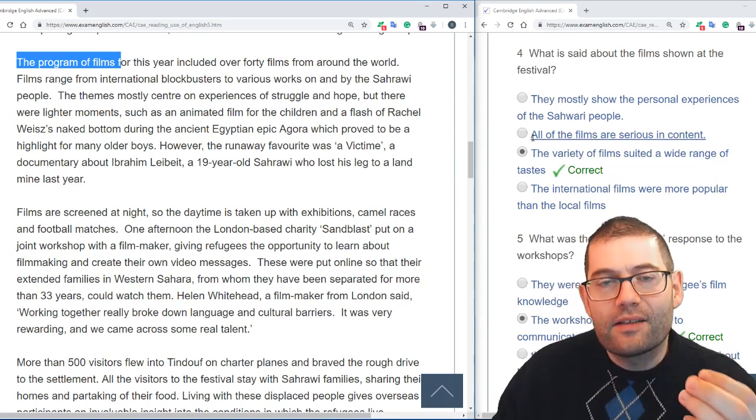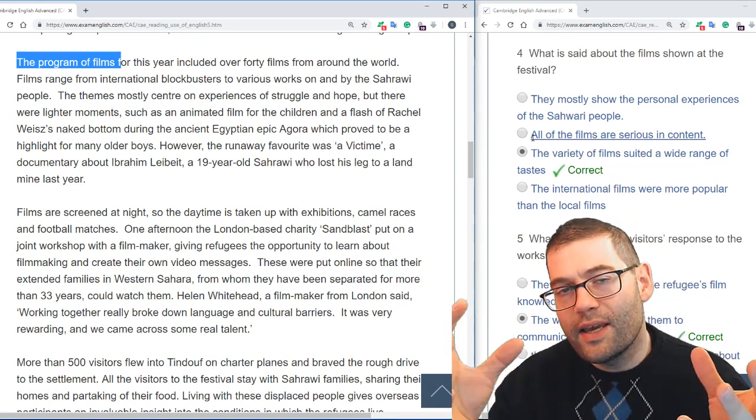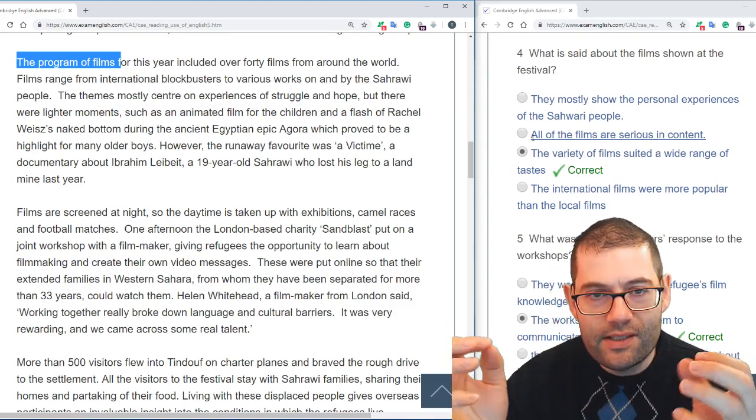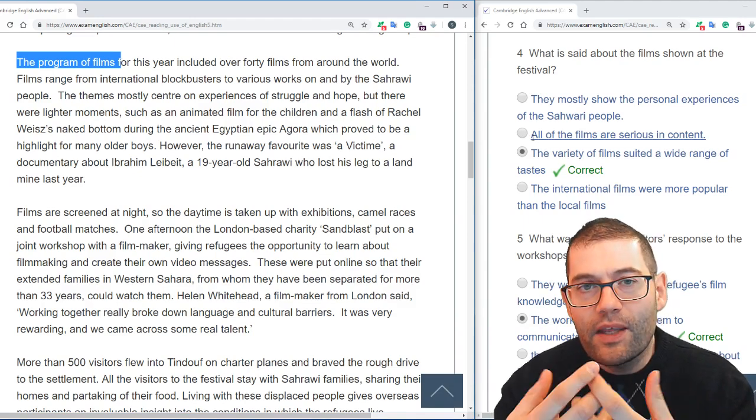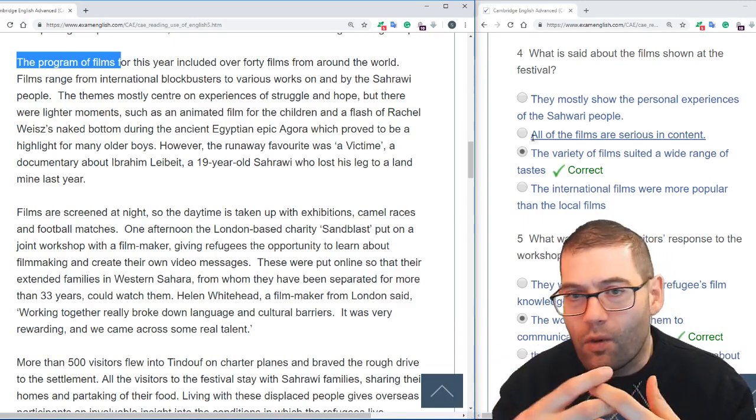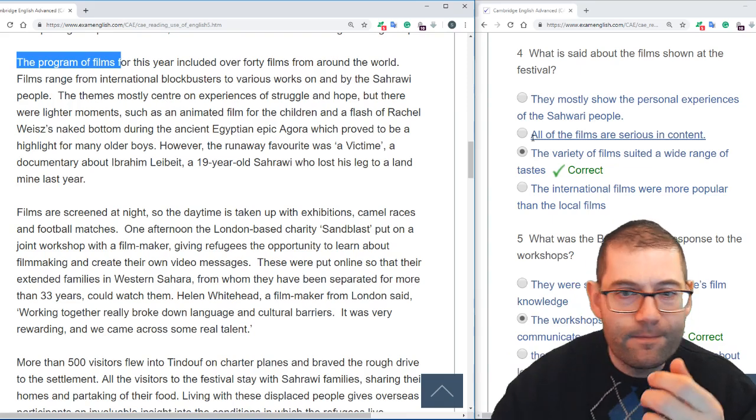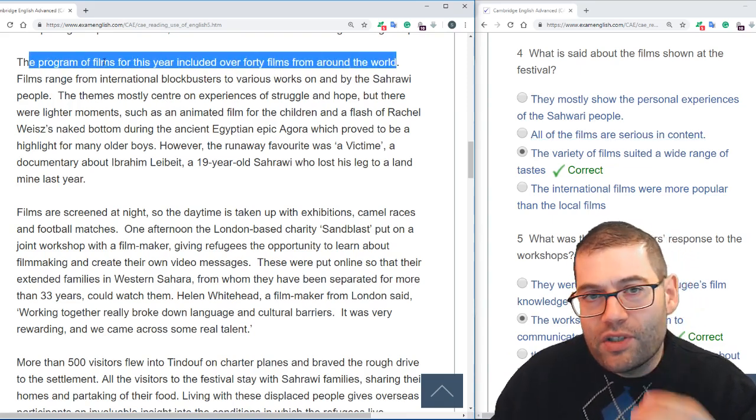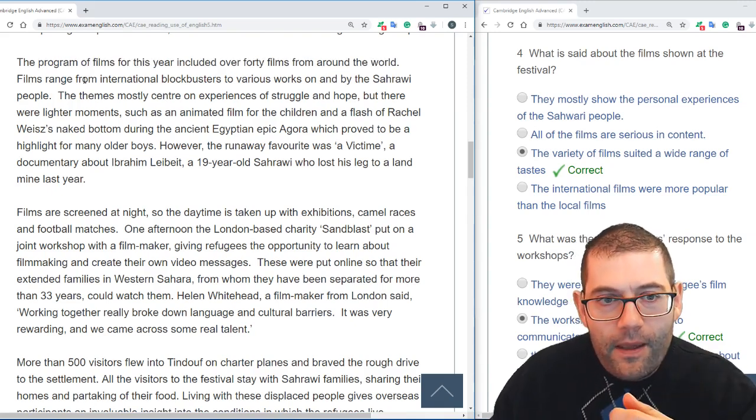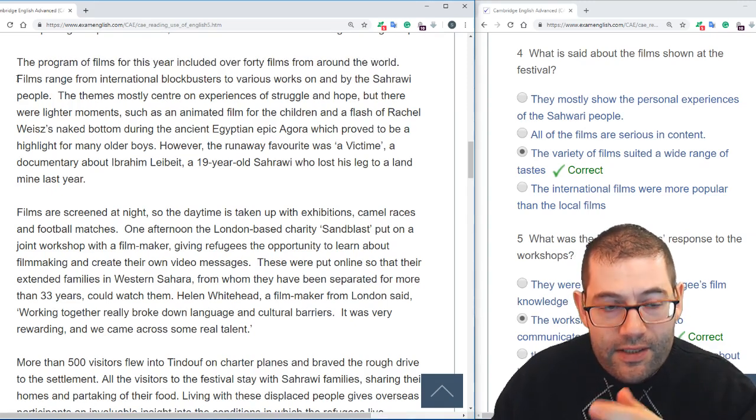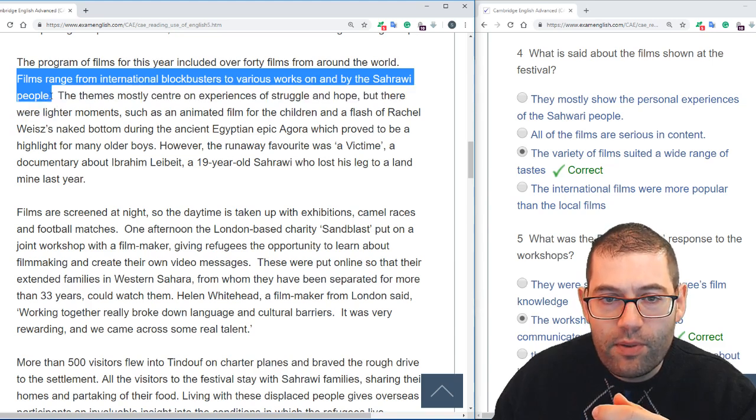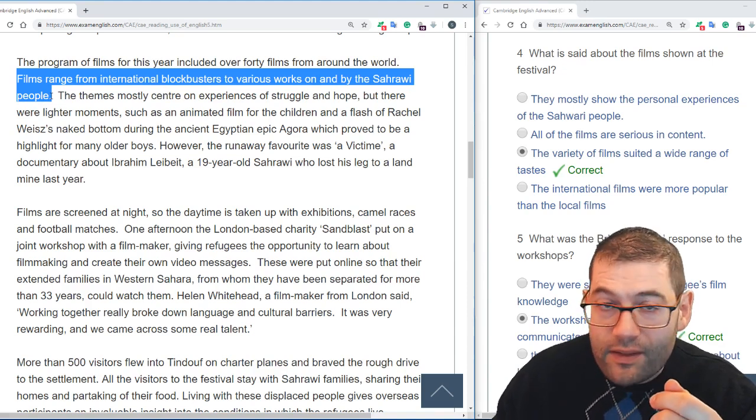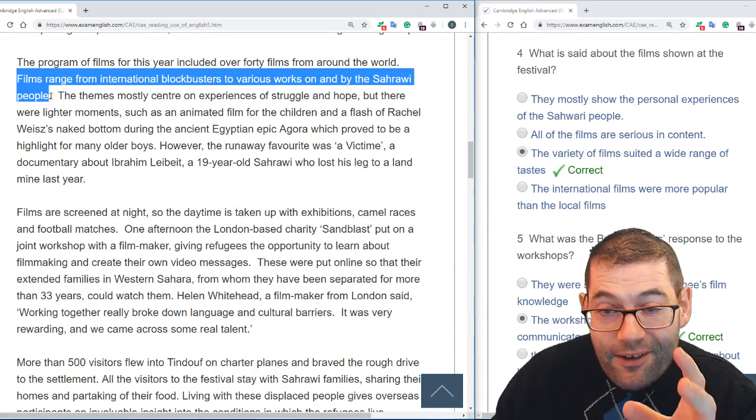To get this answer, we've got to have a look at the context, or at what the vocabulary is suggesting, because we're looking for something which is pointing towards a wide range of tastes. Certainly this first sentence indicates 40 films from around the world. And then you've got this next sentence which says films range from international blockbusters to various works on and by the Sahrawi people. You're going to have to forgive my pronunciation there.